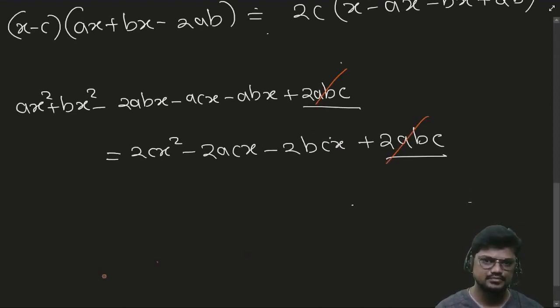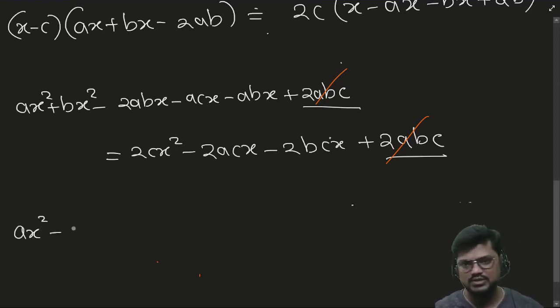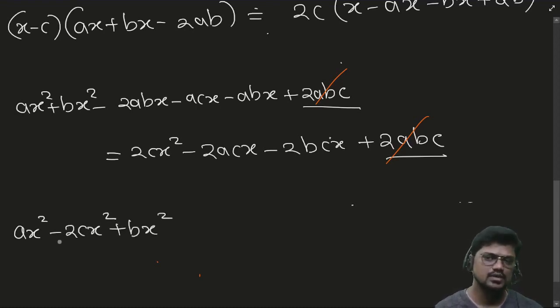Is there anything else which we can cancel? Minus 2abx, no. 2acx, no. Fine. So this will be again ax square, and if I take this on this side, it will be minus 2cx square, and this is plus bx square. After that, we'll take the x terms. Minus 2abx and minus abx will be minus 3abx.